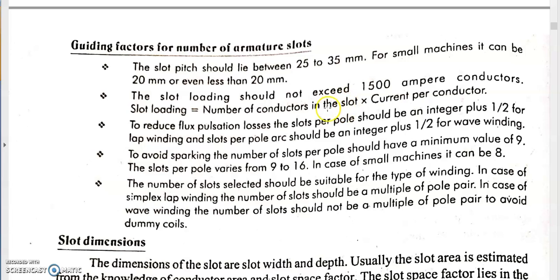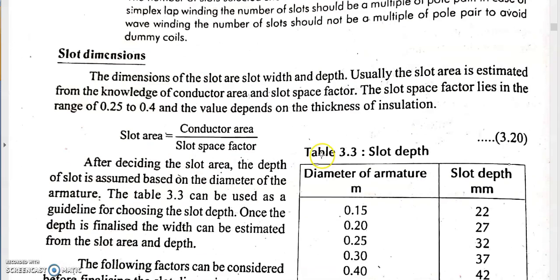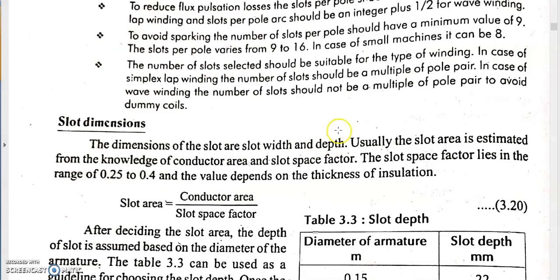that is, once the number of slots is known, we will be calculating the total number of conductors in a slot and the current through the conductor, that is slot loading. That slot loading should not exceed this 1500 ampere conductors. Then we will be calculating the slot. So the number of slots is over.